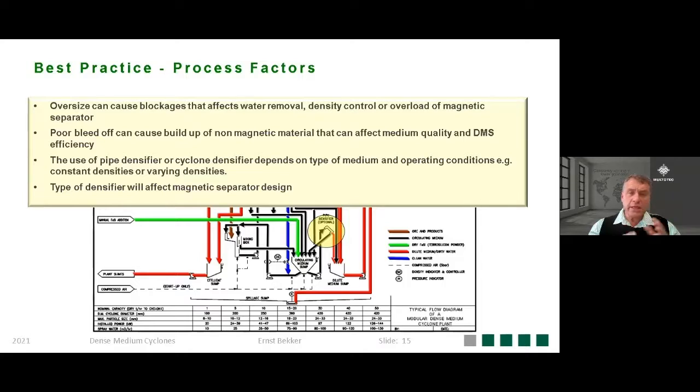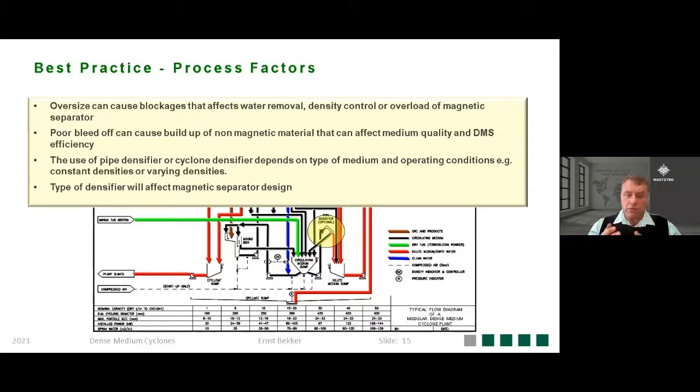With a poor bleed, if you don't bleed enough of the media out to the dilute circuit, then you can have a buildup of non-magnetic material. And the quality of the media deteriorates, and that starts to affect the performance of the dense medium cyclone.